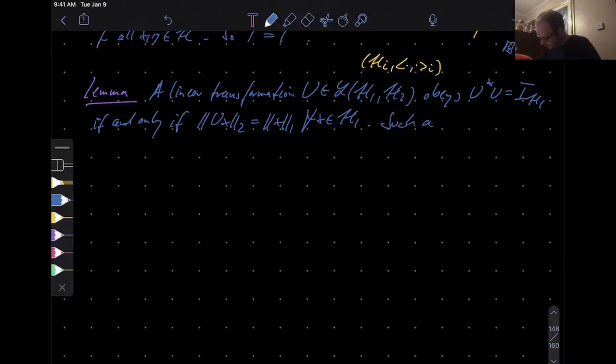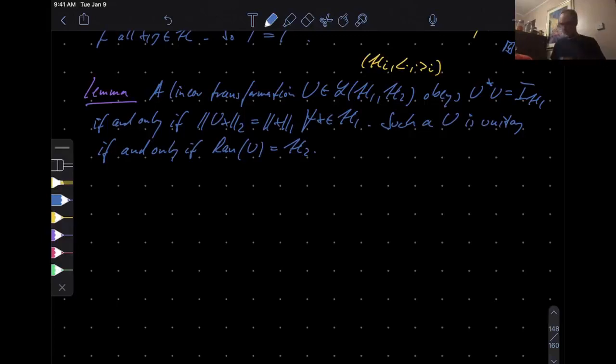And moreover, such a U is unitary if and only if it is surjective, or onto, which is the same. So the range of U is equal to H2. Okay, so this we will prove in the next video, and after that we will look at projections.